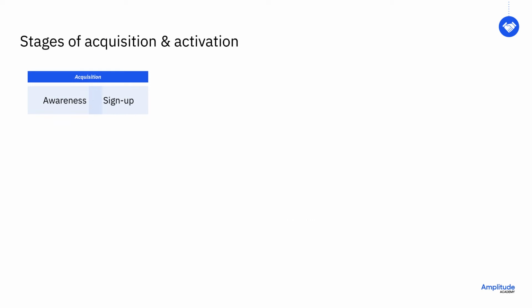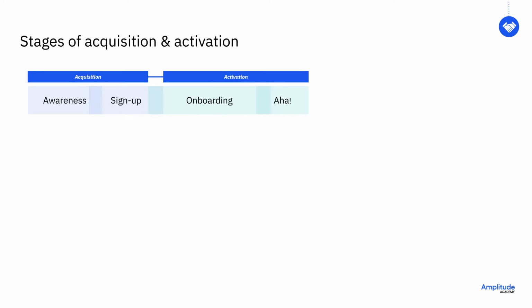The acquisition phase typically comprises a new visitor becoming aware of your product for the first time, and after several touch points, eventually signing up. Once they become a new user, we're officially in the activation phase. Depending on your product, activation and onboarding could be considered the same thing.